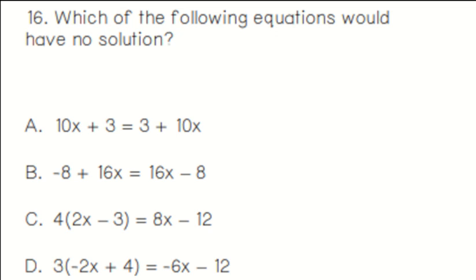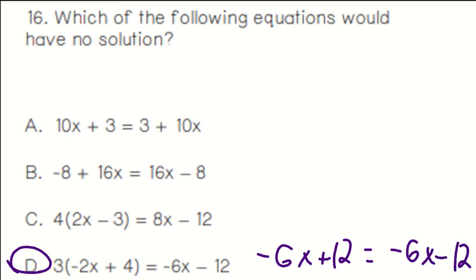Jacob? D is the correct answer. When you distribute, or if I distribute there, I've got negative 6x plus 12 equals negative 6x minus 12. Okay? When we have no solution, what no solution is going to have is the same coefficient with different constants. And positive 12 and negative 12 are different constants. But negative 6, the x's are the same.